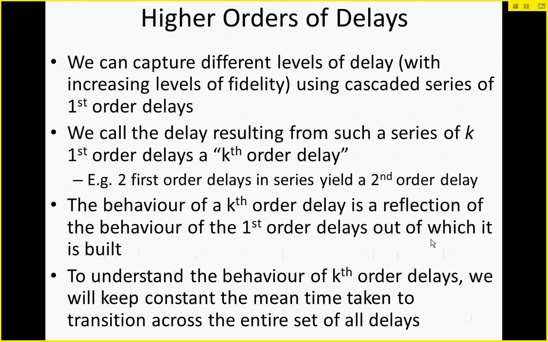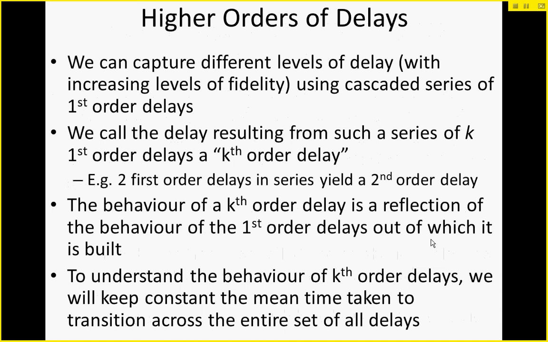So how do we do that in system dynamics? How we do this in system dynamics and how we do this in agent-based modeling are quite radically different. But the way in which we do it here is using a cascaded series of first-order delays. If you have k of them in a row, we call them a k-order delay. So we string these things together. We build our model up out of these first-order delays. And the behavior of a kth order delay, k of these in a row, is a reflection of the behavior of first order delays. And to understand that behavior, we're going to consider, okay, suppose we have a system that's built out of 1 or 2 or 3, respectively, first order delays in a row.